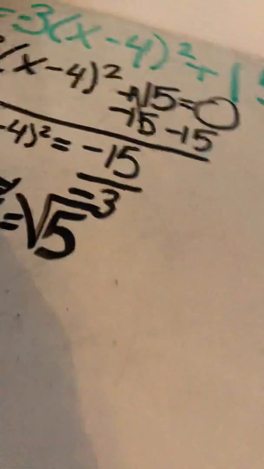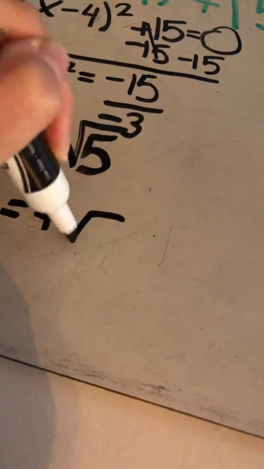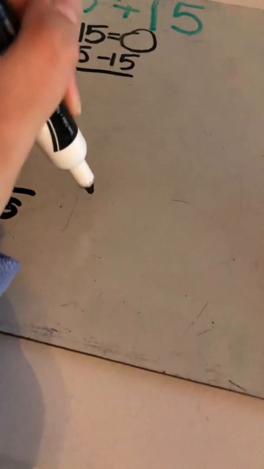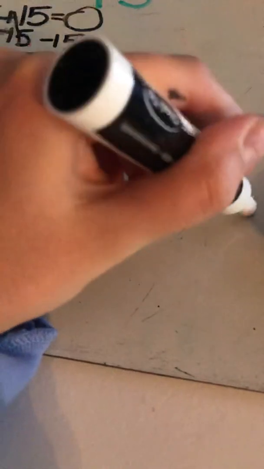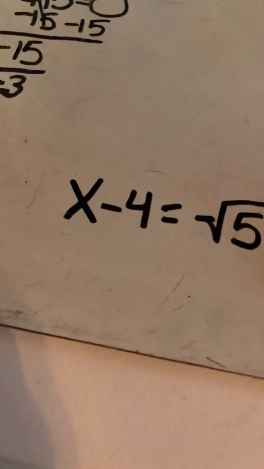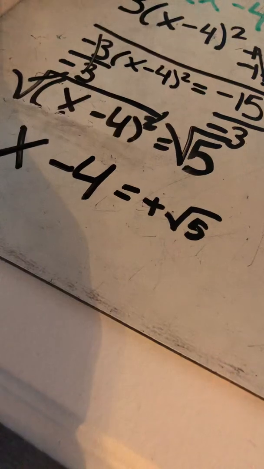So you would split off the square root of 5 into a positive square root of 5, and you leave it just like that, still under the radical symbol. And x minus 4 equals the negative square root of 5. So it's equal to the positive square root of 5 and the negative square root of 5. We don't know what the square root of 5 is, and we're not allowed to use a calculator, so just leave it as it is.